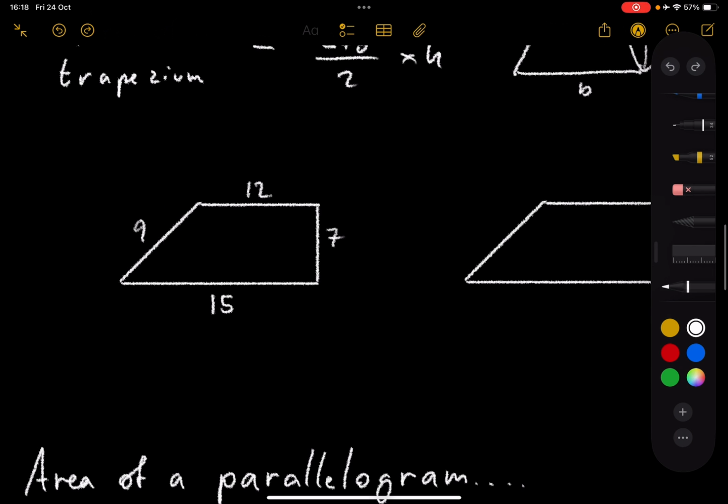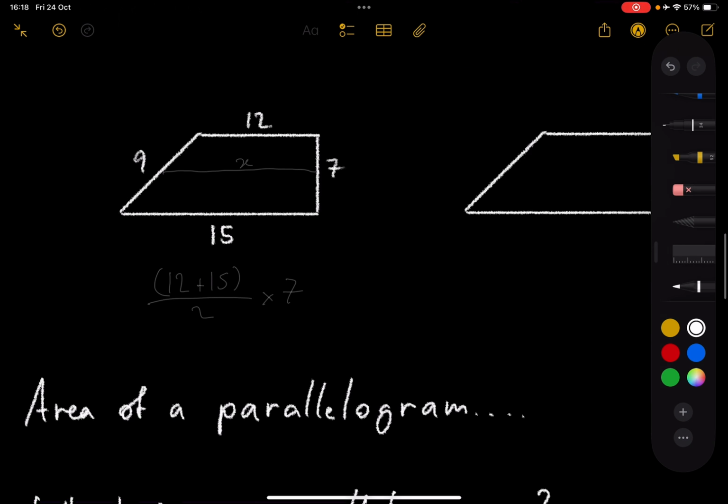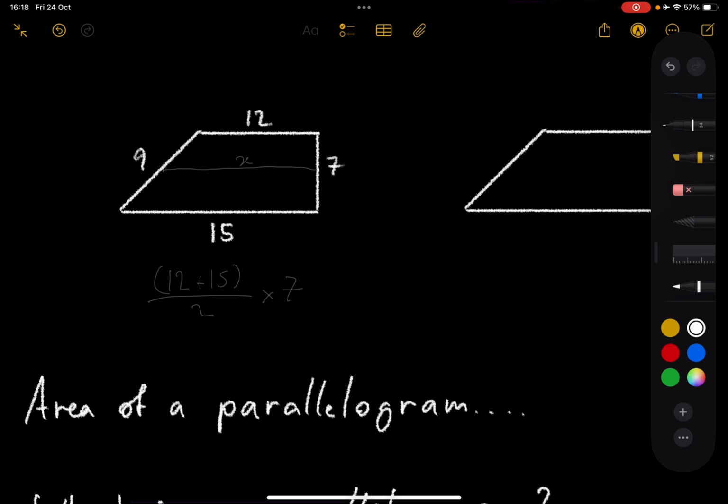So we've got the 12 and 15, and what we can maybe do is imagine that line across the middle. So what we'll do is we do 12 plus 15, and then that, taking the average of those, will give us that line across the middle, and then we just times it by 7. So when you see a trapezium and you ask for area, you're going to think, okay, A plus B divided by 2 times H. Anyway, let's sort this out. Our next step, so 12 plus 15 is going to give me 27 divided by 2 multiplied by 7.